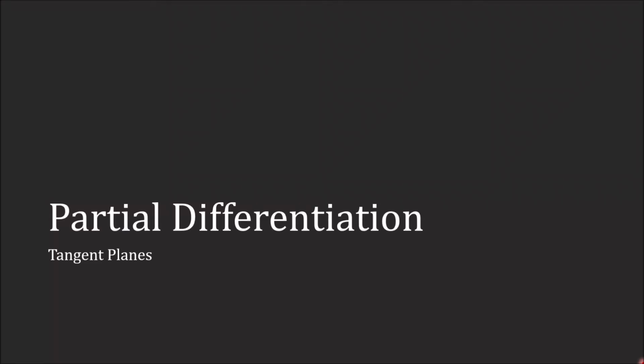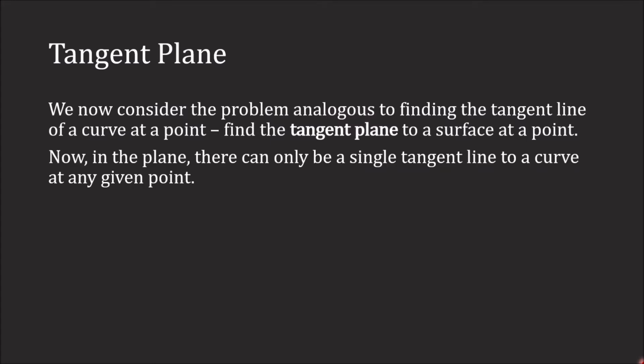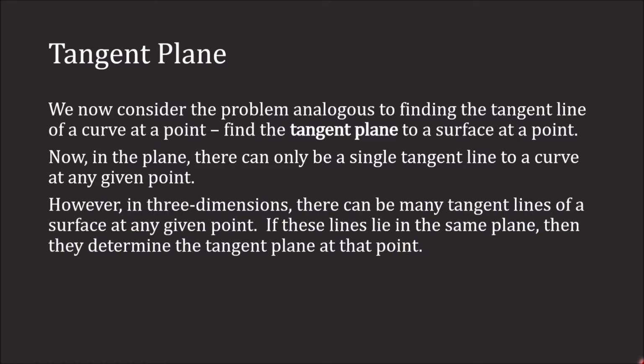Now we turn our attention to tangent planes. So this problem is analogous to finding the tangent line of a curve at a point, finding the tangent plane to a surface at a point. Now, in the plane, there can only be a single tangent line to a curve at any given point. However, in 3 dimensions, there can be many tangent lines of a surface at any given point. If these lines happen to all lie in the exact same plane, then they determine the tangent plane at that point.